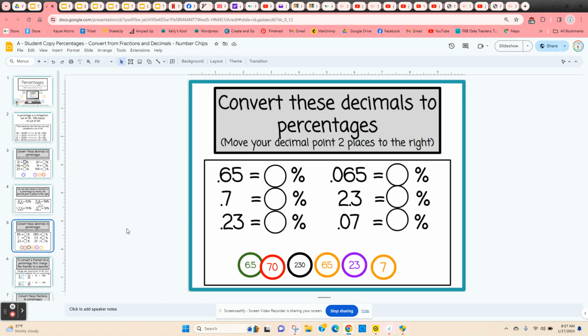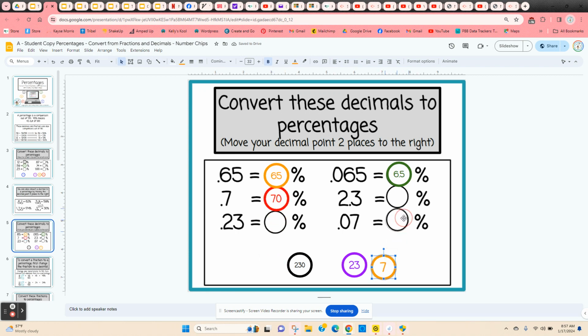So the next slide, students are going to be doing that. So again, they have every number that they need. And they have to be careful on these. So this one would be 65%. And here, if they move the decimal point 2 places to the right, they get 6 5/10%. This one would be 70% because they have to add a 0. And then this one, 7%. So they have to be careful on all of these.